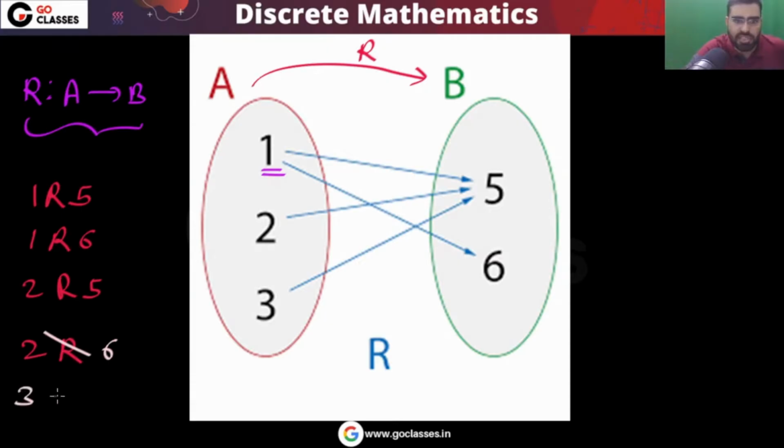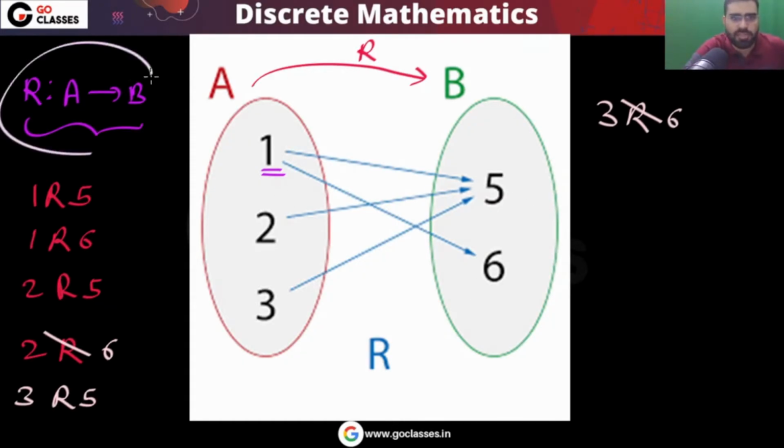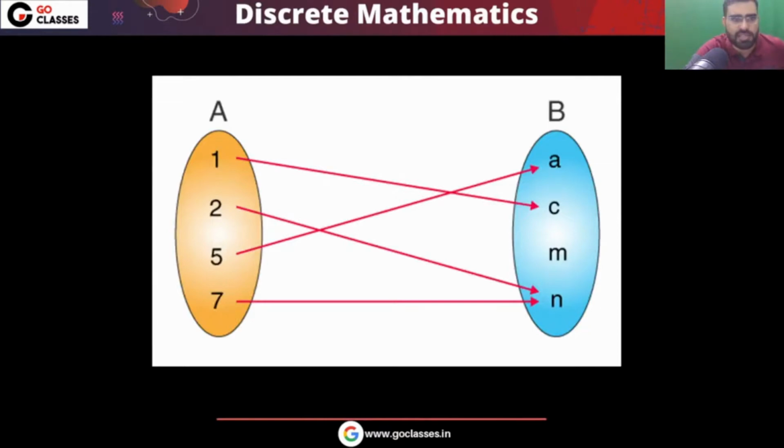Again, you can notice that 3 is related to 5 under this relation R, and 3 is not related to 6 under this relation R. So very simple. This is a relation from set A to set B: elements of A are related to elements of B. Now let's see this example.